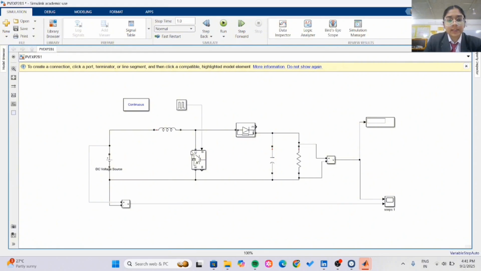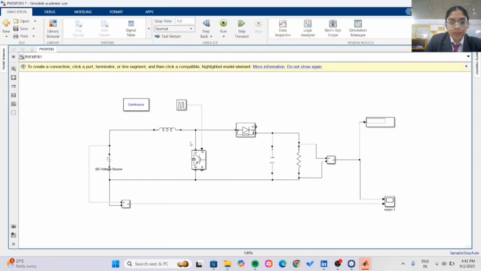Then afterwards, we have connected the IGBT over here. It is the switching device that alternates between on and off state. Then when in the off state, the current flows through the inductor. It stores energy, and in the off state, the inductor releases energy.